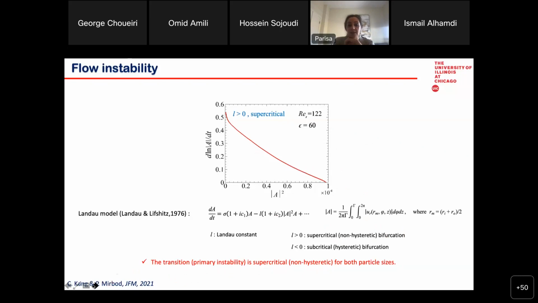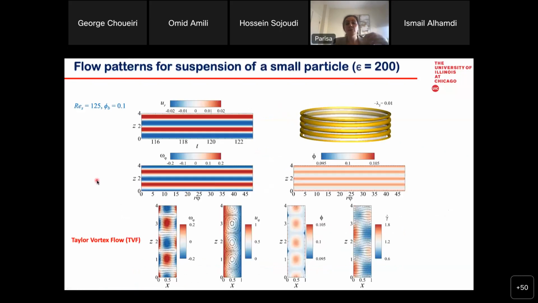We then increased the Reynolds number. So remember, for this case the critical Reynolds number is 120, but we increased it a little bit more, to a Reynolds number of around 125. Here are some of those space-time diagrams that are usually shown in Taylor-Couette systems.